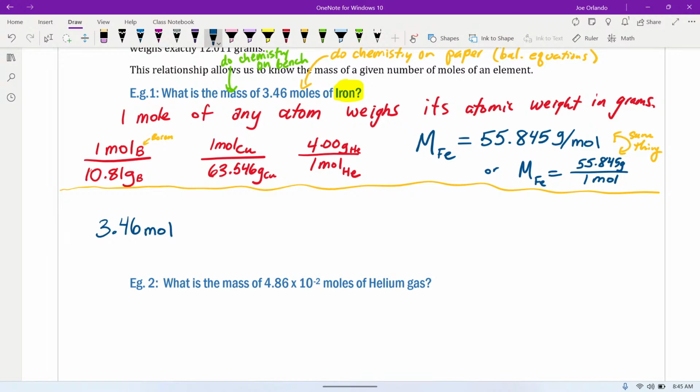And then I always want to mention what I'm talking about. So 3.46 moles of iron, which is Fe. That's what we're given. And then anytime we do math in this course, I'm going to write down what I'm starting with, and then what am I immediately going to do? I'm going to multiply, and I'm going to make a fraction line. Good. And then we're going to pause.